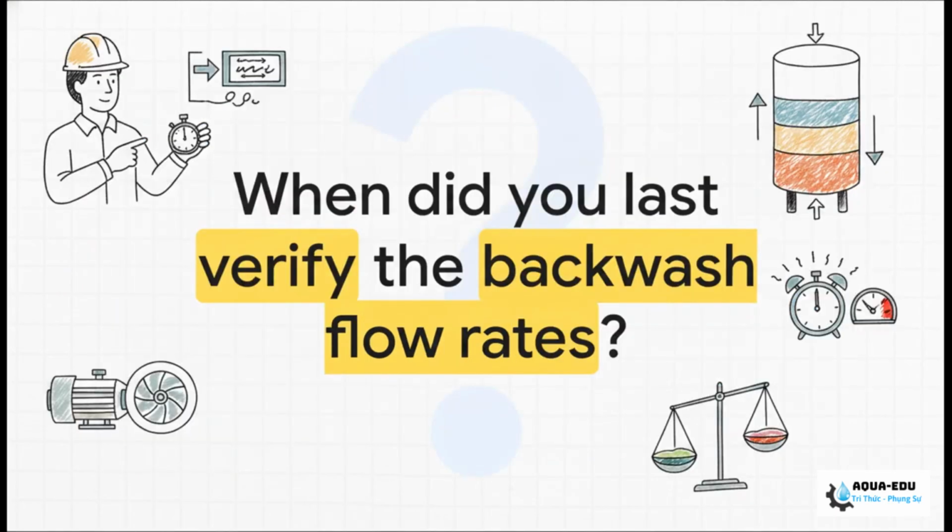I'll leave you with this final, provocative thought. It's so easy to just set it and forget it, right? But mechanical valves drift, pump impellers wear out. So, when was the last time you actually stood on the floor with a stopwatch and verified the backwash flow rates at your facility? Seriously, don't wait for the 2 a.m. resistivity alarm to find out your resin is out of whack. Be proactive, check your ratios, and keep that water pure.